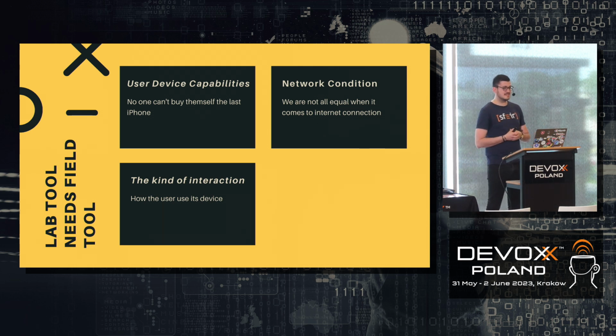Then the next point is network condition. We are not all equal when it comes to internet conditions. In Europe, network condition is pretty good. We have fiber, Wi-Fi, 5G, 4G, so conditions are well optimized. But in other parts of the world, some people have bad network conditions, or no network at all. For these people, your application will never display, in fact.